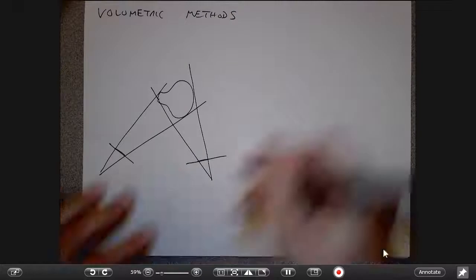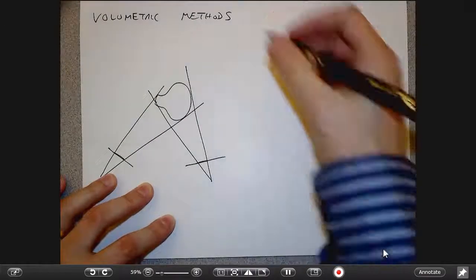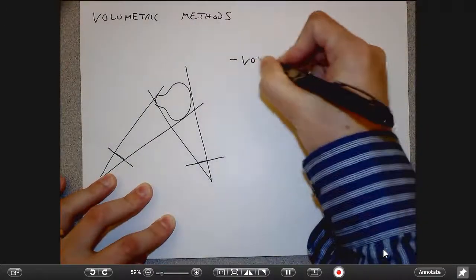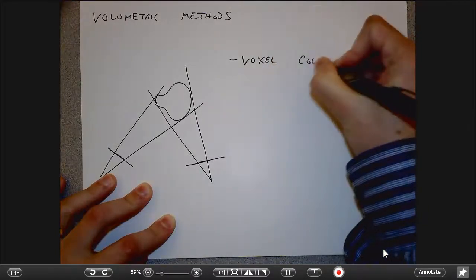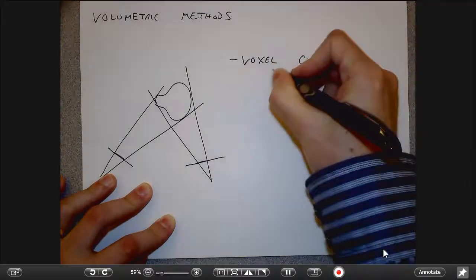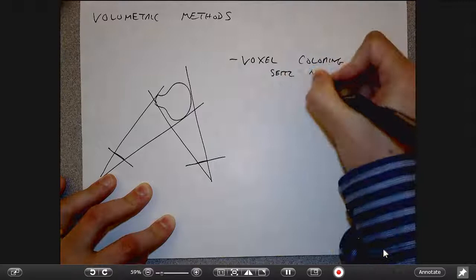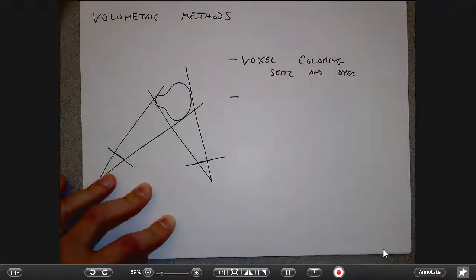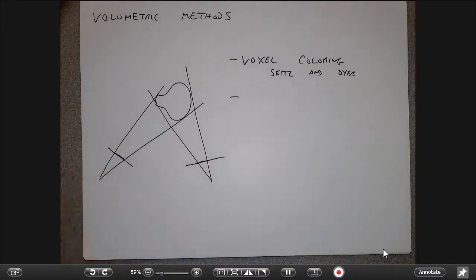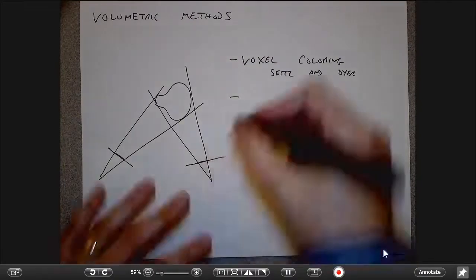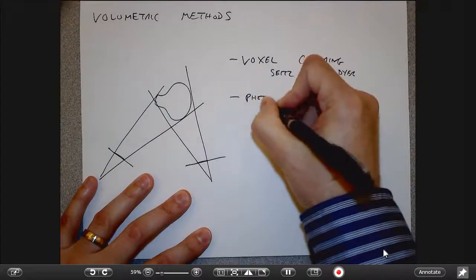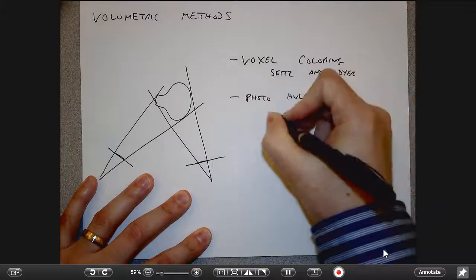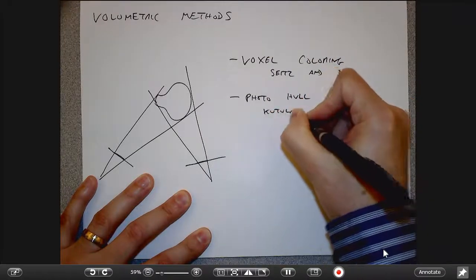So, the first approach was voxel coloring, by Seitz and Dyer. That was followed by something called photo consistency, or the photo hull. The photo hull was by Kutulakos and Seitz.